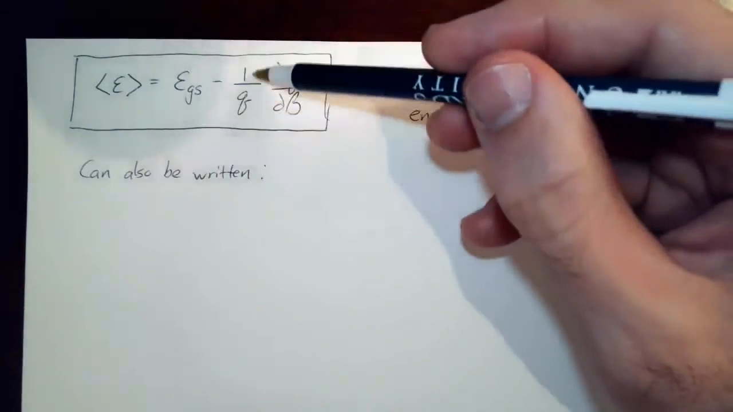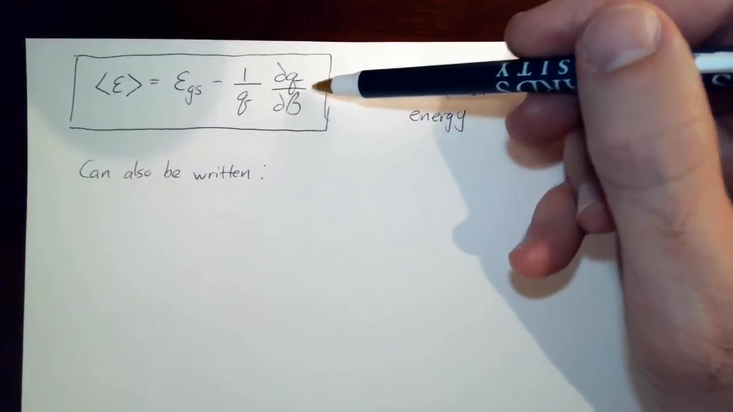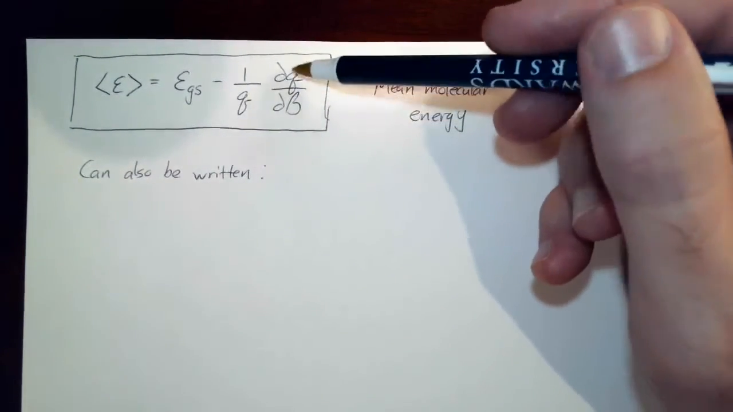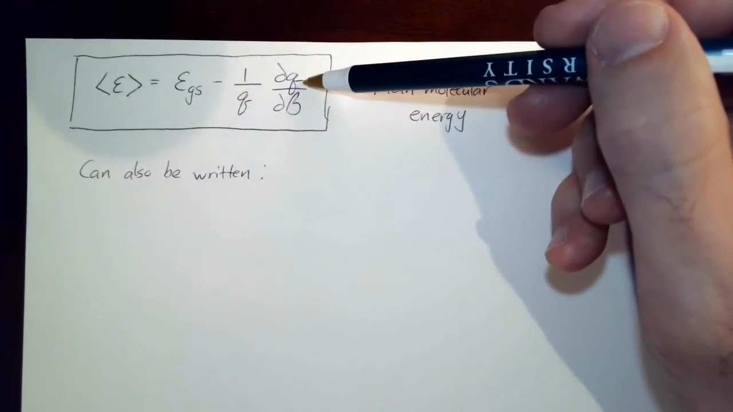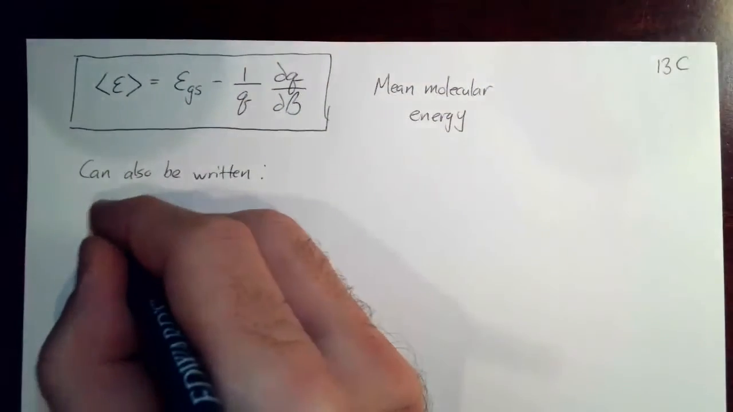Notice here I have 1 over q times the derivative of q. So that reminds us of a natural log. When you take the derivative of a natural log, you get 1 over the argument times the derivative of the argument.